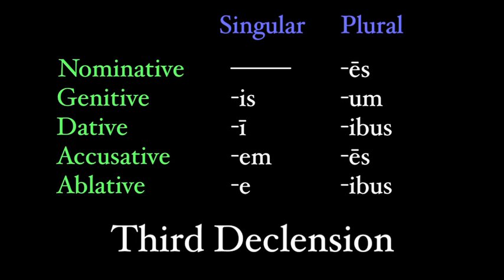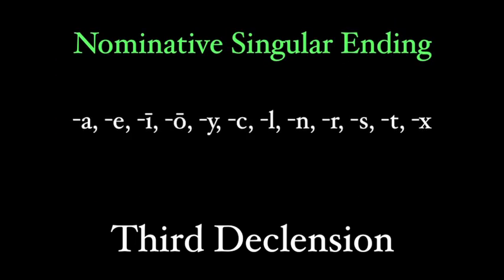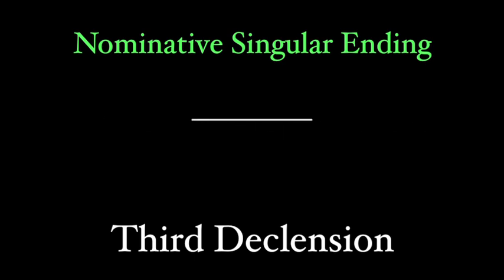The third declension nouns don't always end the same way, like how first declension nouns always seem to end in an A, or second declension nouns in a US or R. So nouns in the third declension can end in an A, E, long I, long O, Y, C, L, N, R, S, T, or X. So, roughly half the alphabet. And that's why we put a blank for the nominative singular.